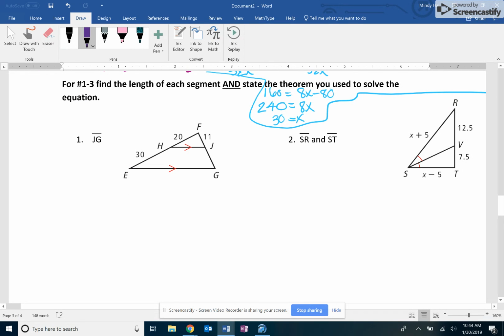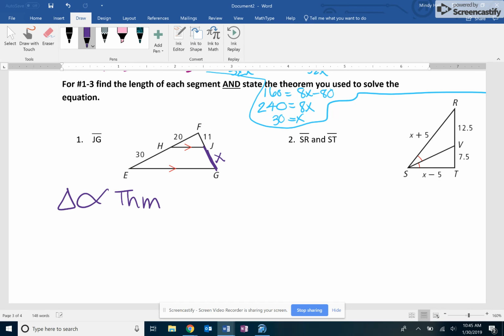So when we look at this, we want to find JG. So I'm just going to label it as X because that's what I'm trying to find. And with JG, I notice that I have 2 parallel lines. So then I think back, we have the triangle angle bisector theorem. I don't have a bisected angle, so I'm not going to use that one. I also have the triangle proportionality theorem and its converse. So you have to remember the triangle proportionality theorem is the one that when you're given parallel lines, that's when you can find the ratio. So we are given parallel lines, so we know it's triangle proportionality theorem.